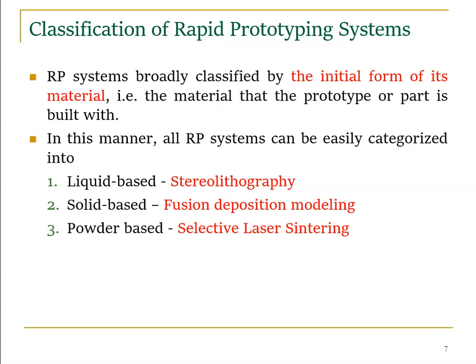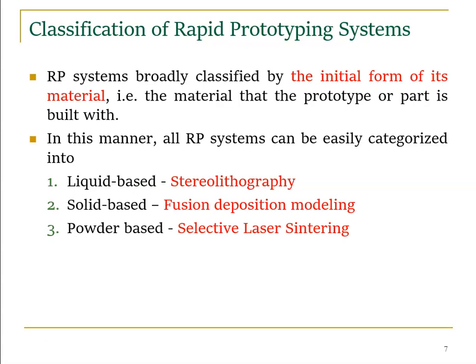So the classification of RP, based on the initial form of raw material, rapid prototyping system or additive manufacturing or digital manufacturing is classified in three ways. One is liquid based, solid based, powder based. Liquid based, one of the examples is stereolithography. Solid based, fused deposition modeling. Powder based is selective laser sintering. So we have three classifications based on the initial form of raw material. If the raw material is liquid, then we say it's stereolithography. If the raw material is solid, then we say it's fused deposition modeling. If the raw material is in powder form, then we say it's a powder based RP, right?